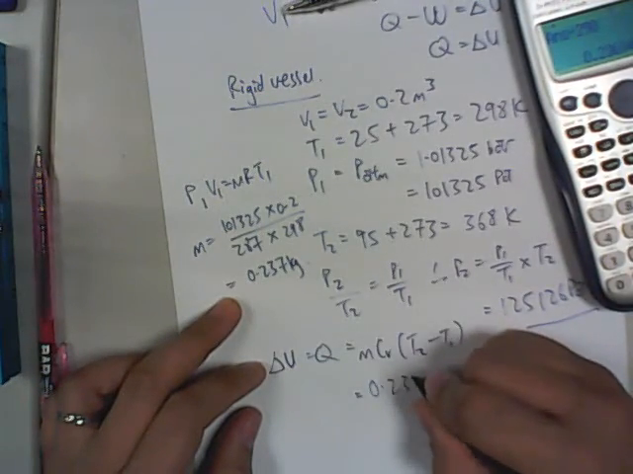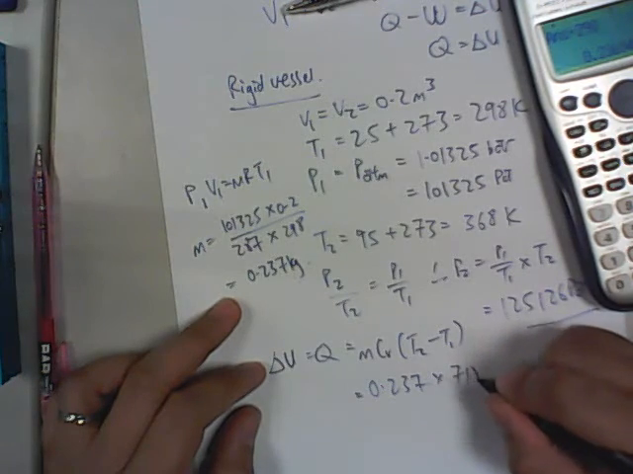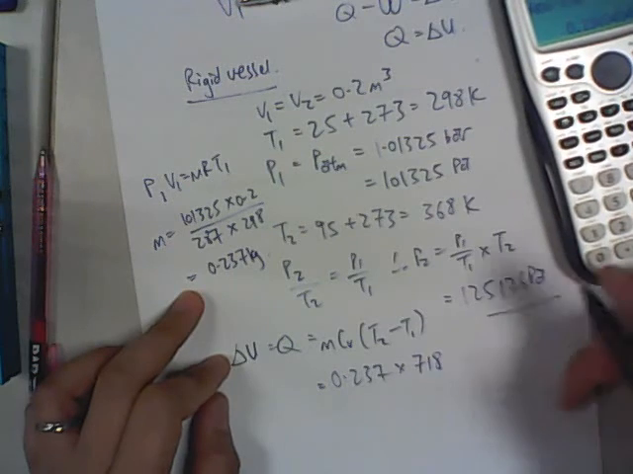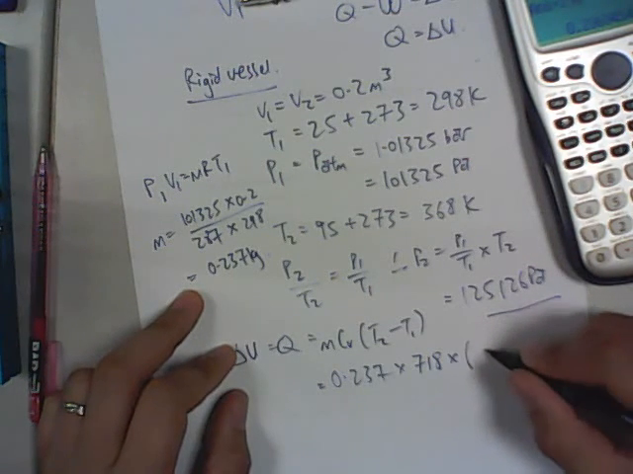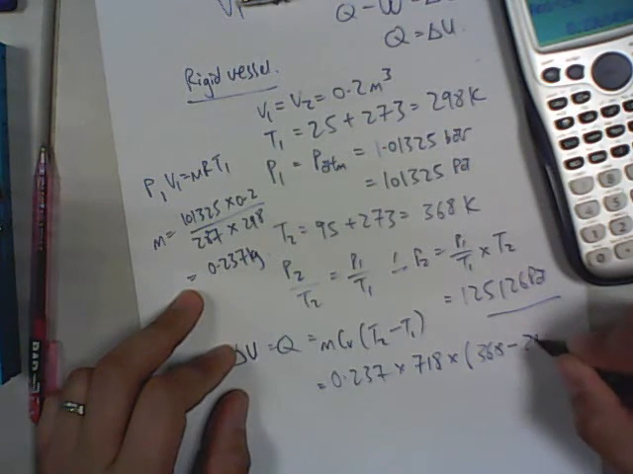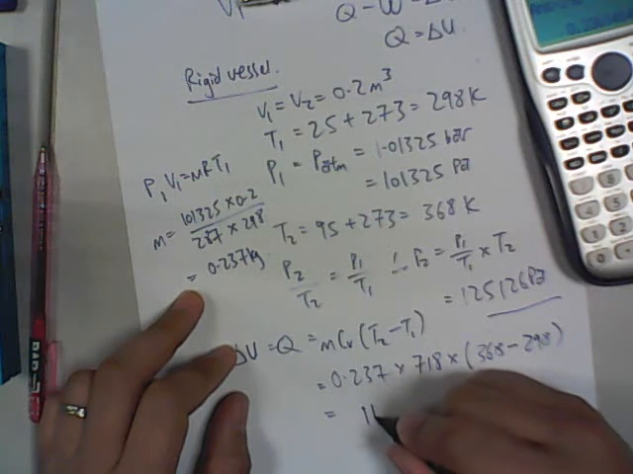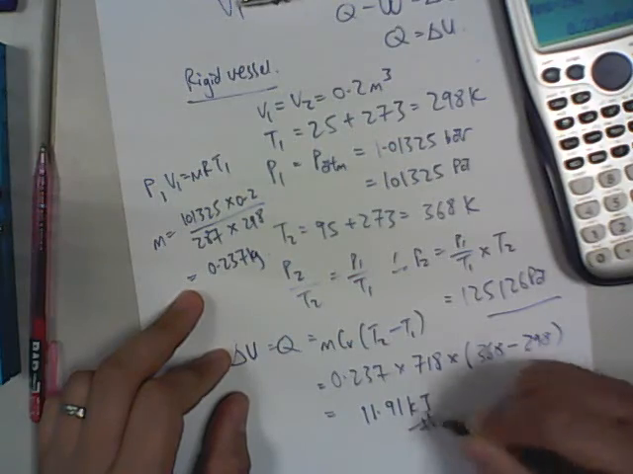So I use this 0.237 times Cv is 718. Please be careful, don't use 0.718, okay? That is in terms of kilojoules, which is not an SI unit. So 368 minus 298. You will get 11.91 kilojoules.